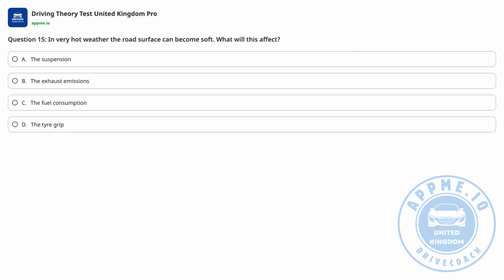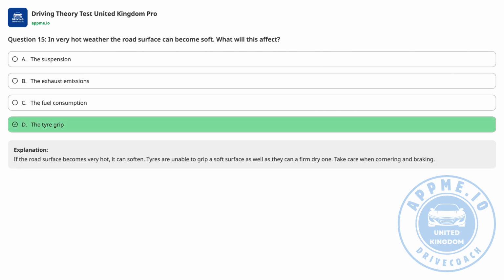Question 15. In very hot weather, the road surface can become soft. What will this affect? A. The suspension. B. The exhaust emissions. C. The fuel consumption. D. The tire grip. The correct answer is D.